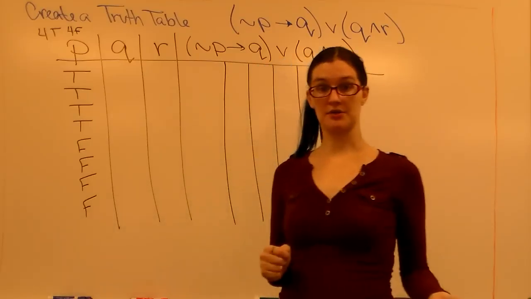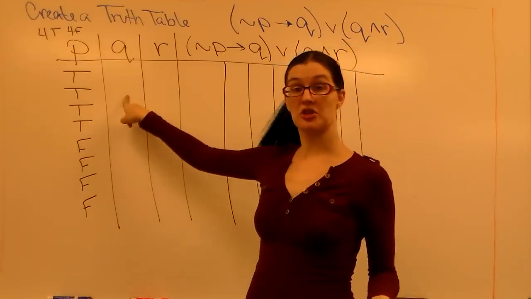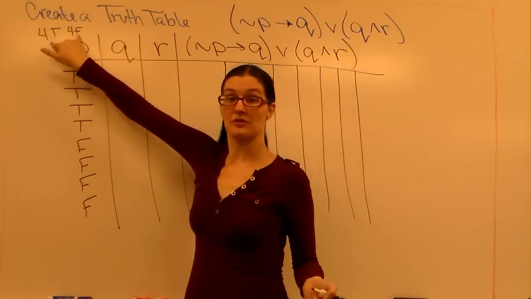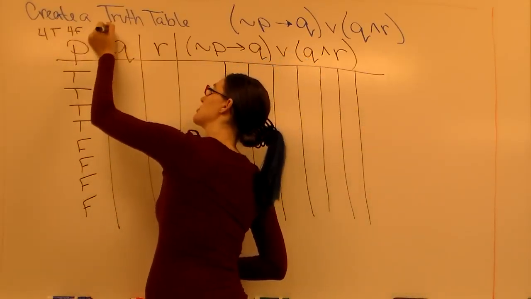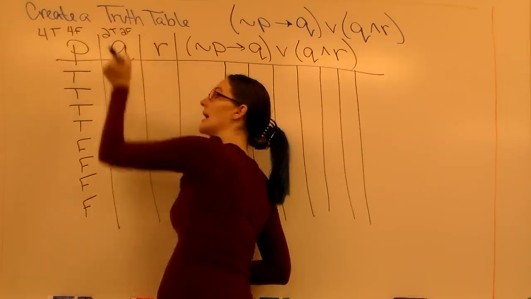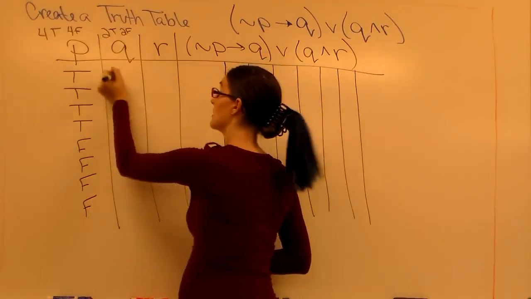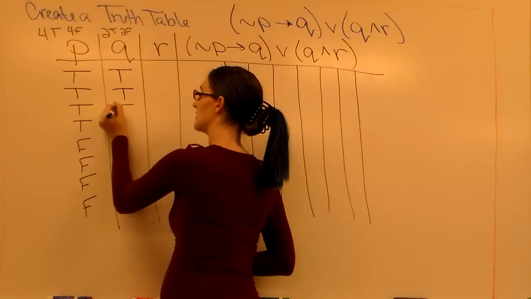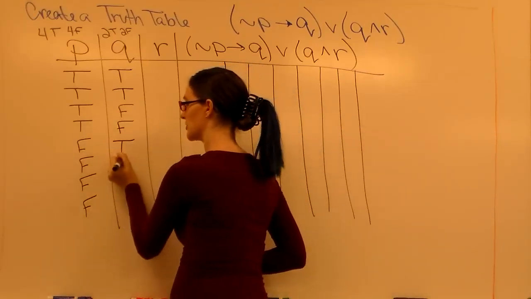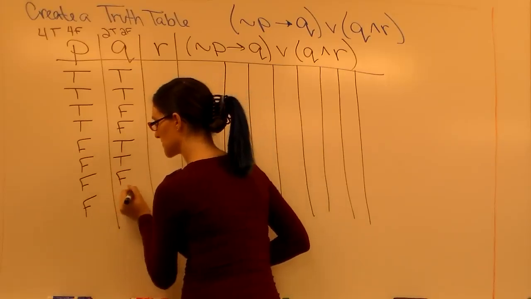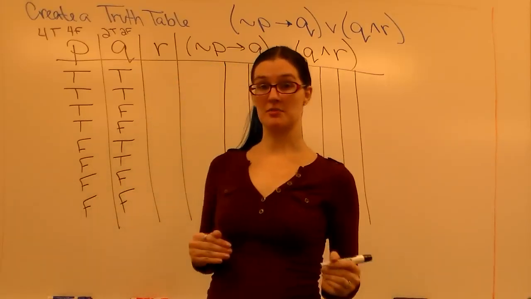4 true, 4 false. Then when you go to Q, you're going to cut the 4 and 4 in half. You're going to do 2 trues and 2 falses. I've got true, true, false, false. Then repeat, true, true, false, false, until you have all 8 of your options.